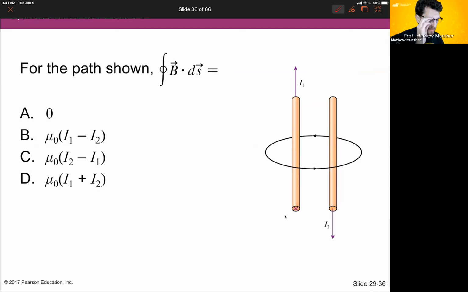What about this one? If I calculate this path integral, we know it's going to be mu naught times the total enclosed current. Which of A, B, C, D here gives me the correct expression for that total enclosed current?